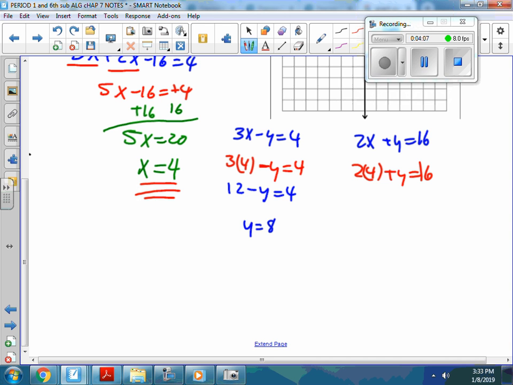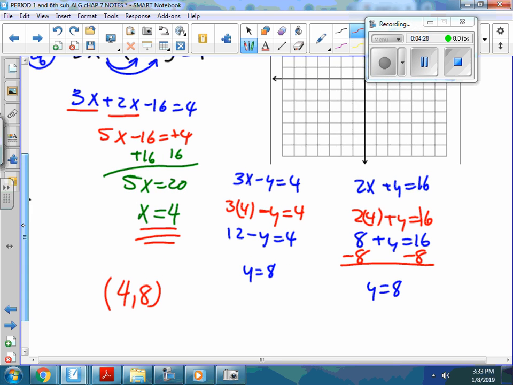And over here, I get 8 plus y equals 16. And the same thing happens here. I know 8 plus 8 is 16, so y should equal 8. Well, say you didn't know 8 plus 8 was 16. You'd have to subtract 8, and you get y equals 8. So it looks like my ordered pair is 4, 8.